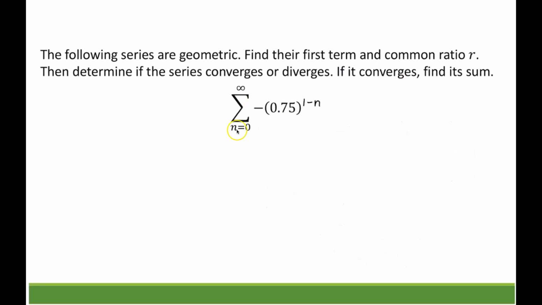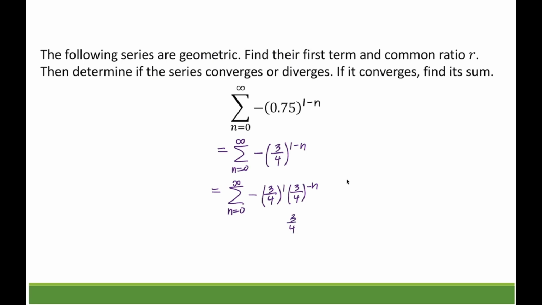On this one, we have a decimal thrown in. I have the sum of n equals 0 to infinity of negative the quantity 0.75 to the 1 minus n. Now, what I'm going to do is rewrite the decimal as a fraction. So I'm going to put negative the quantity 3/4 to the 1 minus n. So now I'm going to rewrite this, n equals 0 to infinity of negative, and then I'm going to write this as 3/4 to the 1 times 3/4 to the negative n. And 3/4 to the negative n, we could think about that as 3/4 to the negative 1 all to the n. And in front, I just have negative 3/4.